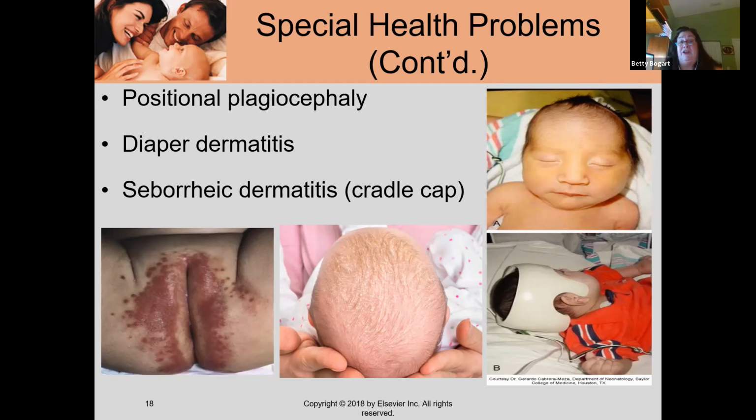I think of diaper rash, diaper dermatitis. If a baby is full of a diaper rash like that, they're going to be in pain. They're going to be miserable.